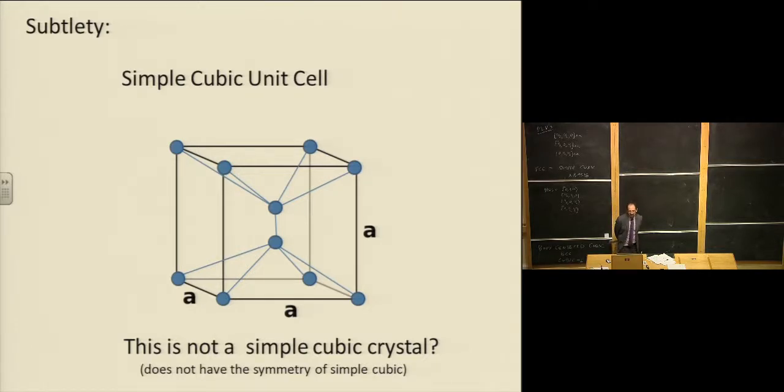And the reason they would say it's not is because it doesn't have the symmetry of a simple cubic object. A simple cubic object, you should be able to turn it in all 6 directions, and it should look the same whichever direction you look at it from. And this thing doesn't look the same if you look at it from the top as if you look at it from the side. Why is that important?